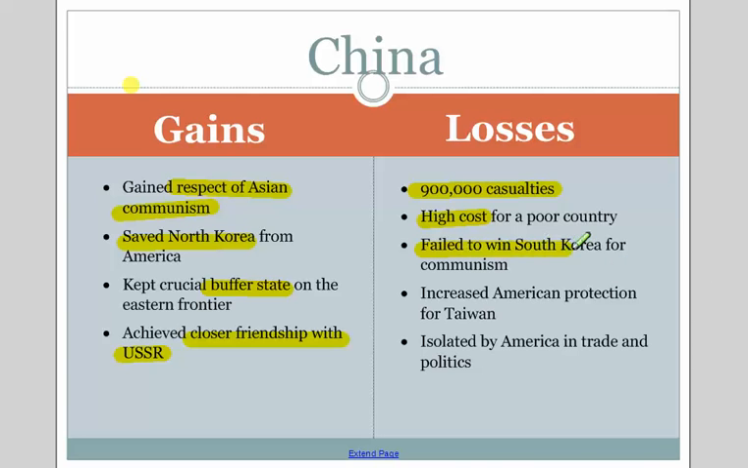They failed to win South Korea for communism or for just being an independent Korea. They increased American protection of Taiwan, and remember that is where the Chinese government that is exiled is at, and the ones that the US is recognizing as the government. And isolated in trade and politics from America, or by America. So for a long time, we don't trade much with China. We are very separated from them, and a lot of that goes back to the Korean War, which is economically going to hurt China, and so going to hurt their development.